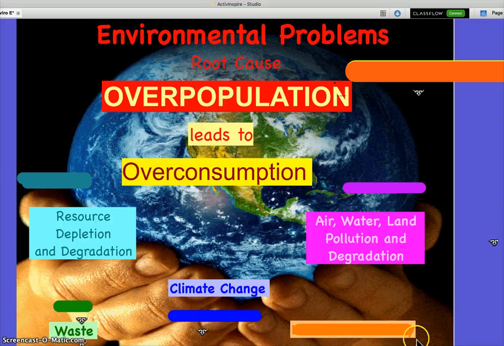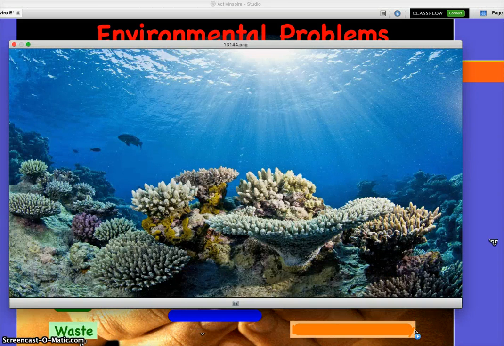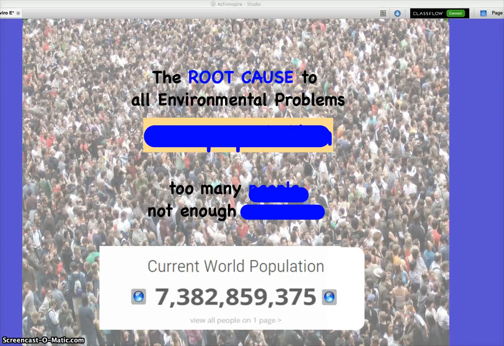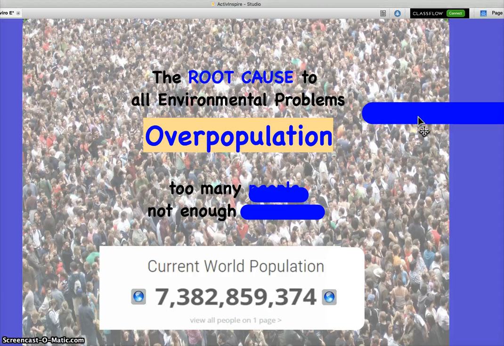And then the last one, let's see if you could get this one by the picture. What is this? Coral reef. What should it look like? Colorful, vibrant. What else? What's missing from this coral reef? Fish. Loss of biodiversity is the last topic. The root cause to all environmental problems is what? Overpopulation. What does that mean by definition? Too many people? Space is good.